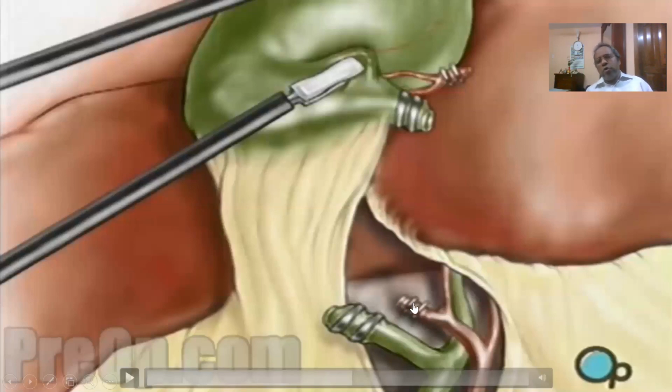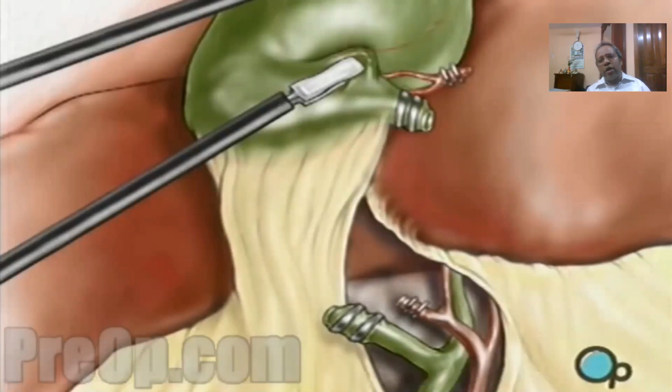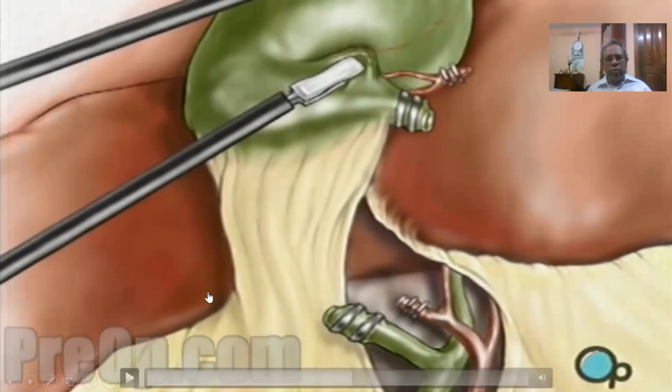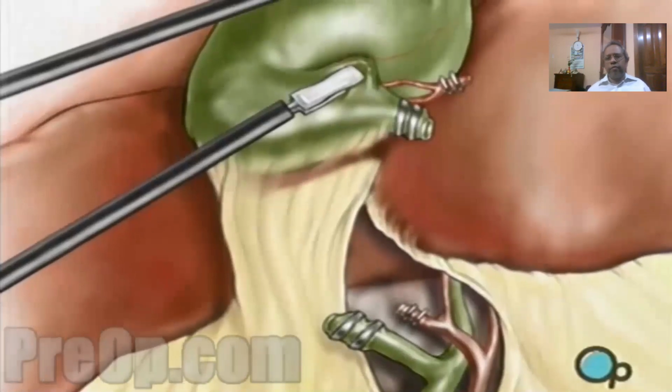That critical view of safety needs to be photographed for documentation, so that there is no accident during the time of surgery. It is documented. Finally, any remaining tissue connecting the gallbladder to the liver is cut.